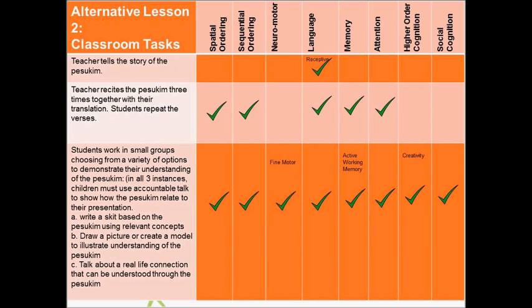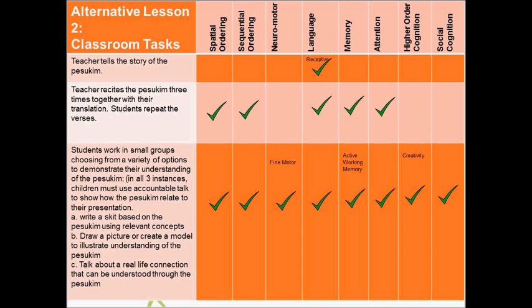Let's look at alternative lesson number 2. In this lesson, the teacher tells the story of the psukim. The teacher recites the psukim 3 times together with their translation, and students repeat the verses. Students work in small groups, choosing from a variety of options to demonstrate their understanding of the psukim. In all 3 instances below, which we'll get to in a moment, the children must use accountable talk to show how the psukim relates to their presentation.